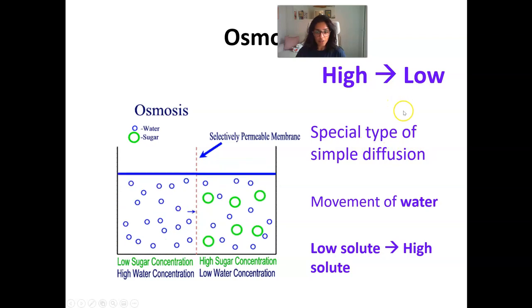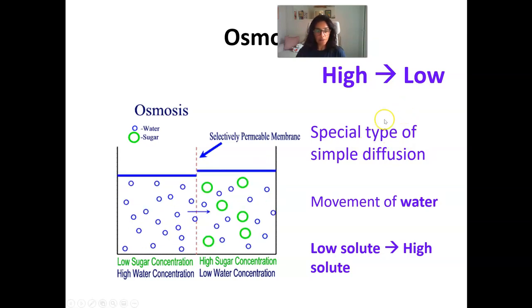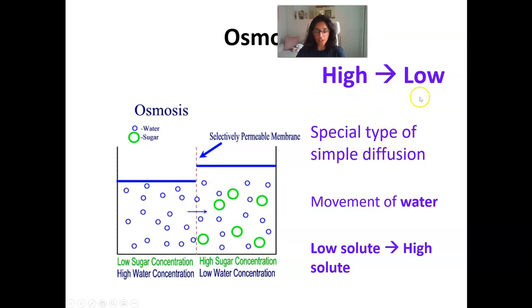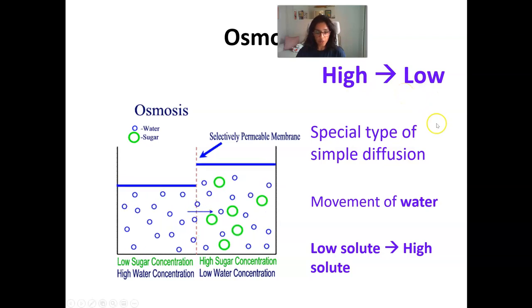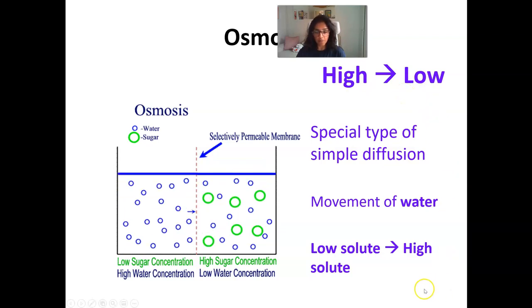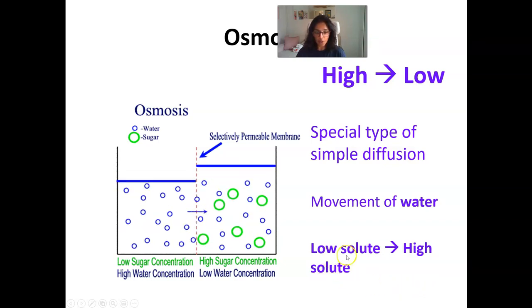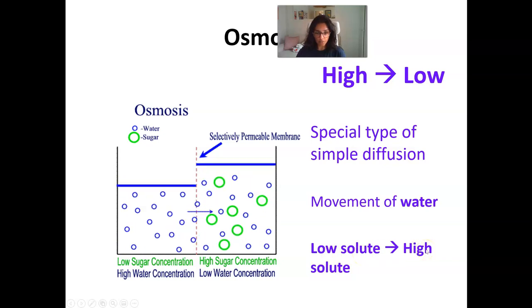Okay, so here's just a summary of what osmosis is. It's the diffusion of water moving from a high water concentration to a lower water concentration. Another way we can say that, and you can sometimes see this written in assessments, is you're going from low solute to high solute concentration.